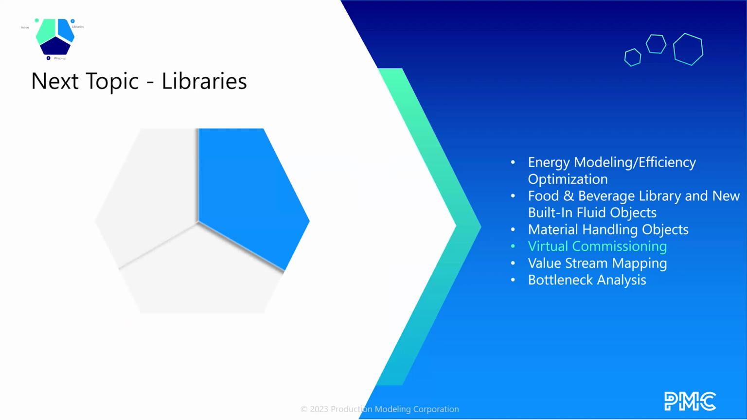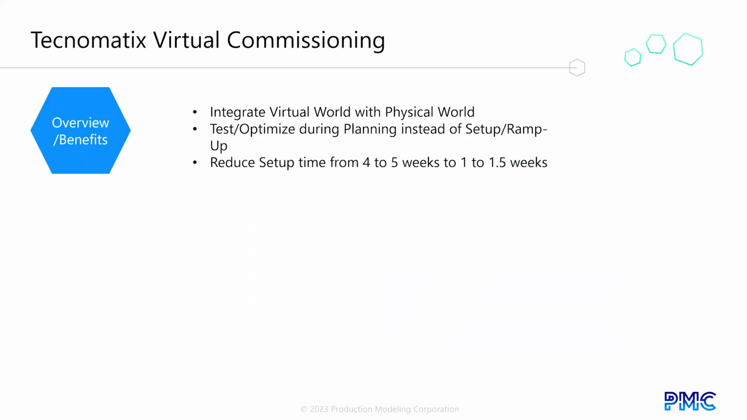Our next topic is virtual commissioning. Setup and ramp up of the systems implementation for robotics and automation is called commissioning. Traditionally, this step is done after the physical system is built on the shop floor. Tecnomatic's virtual commissioning lets you test and optimize commissioning during the planning and design phase instead of during setup and ramp up time in a virtual environment that takes into account equipment like robots, PLCs, conveyors, light barriers, etc., without any risk to the real facility.